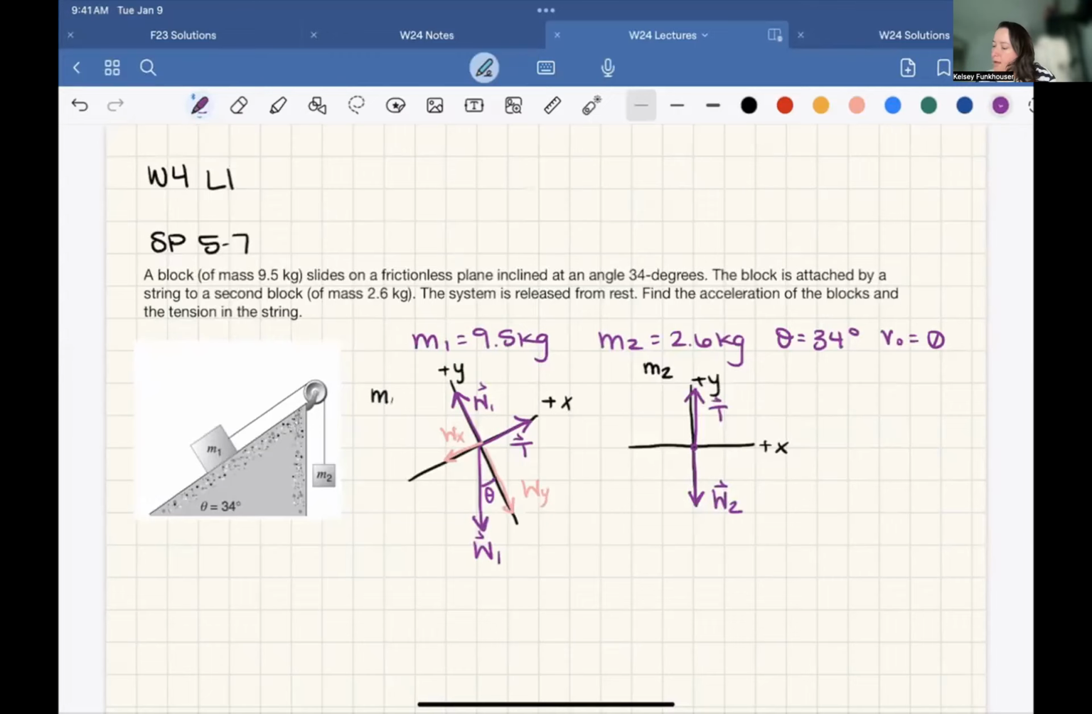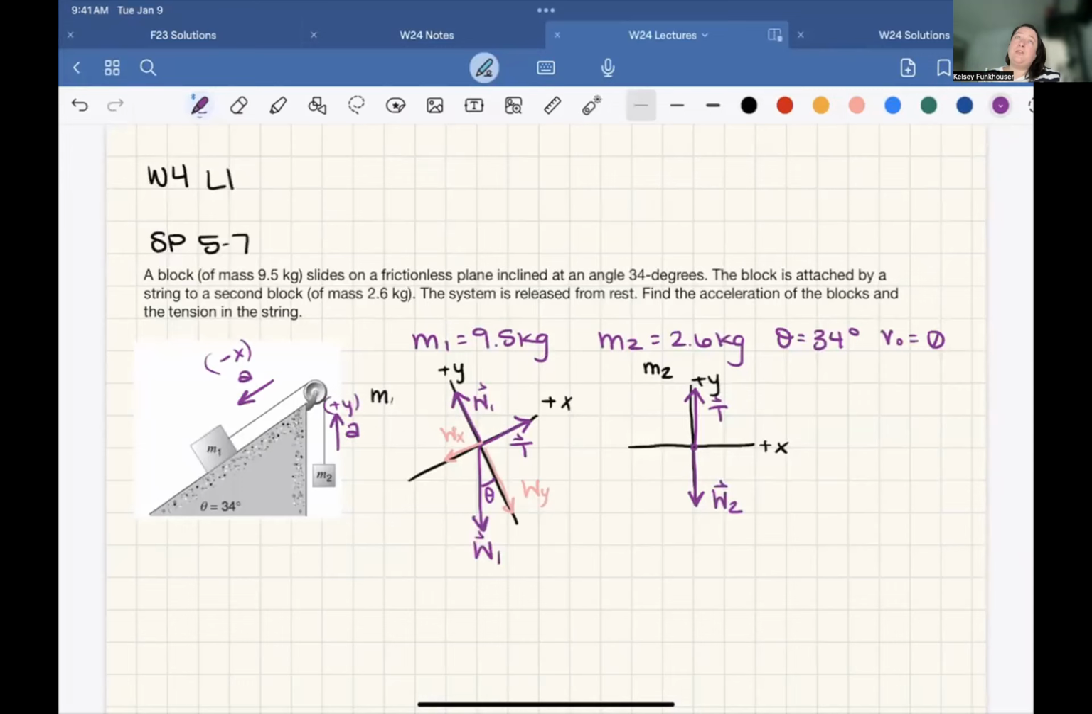And one thing to note is because we're finding the acceleration, we're assuming there is acceleration. And so what we want to do is just pick a direction of the motion. So I think it's most likely that the heavier block is going to pull the lighter block. So I'm going to say our acceleration is in these directions. So this is negative x and this is positive y. And if we get that wrong, it's totally fine.